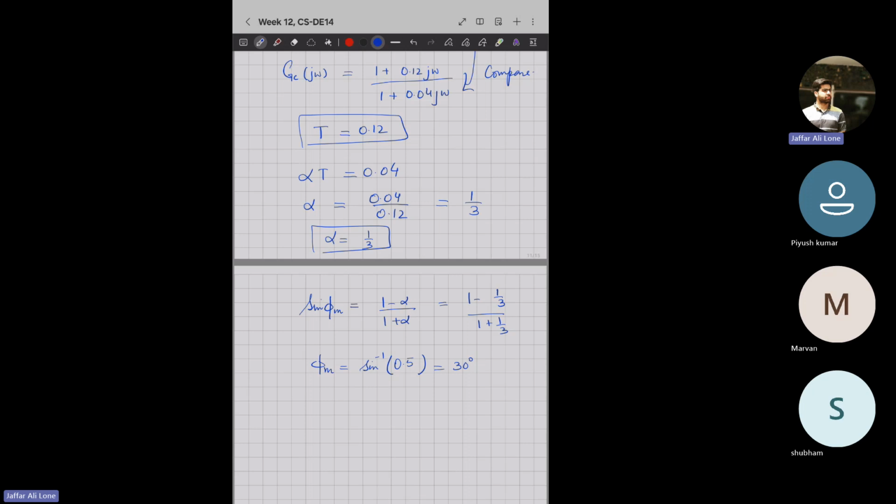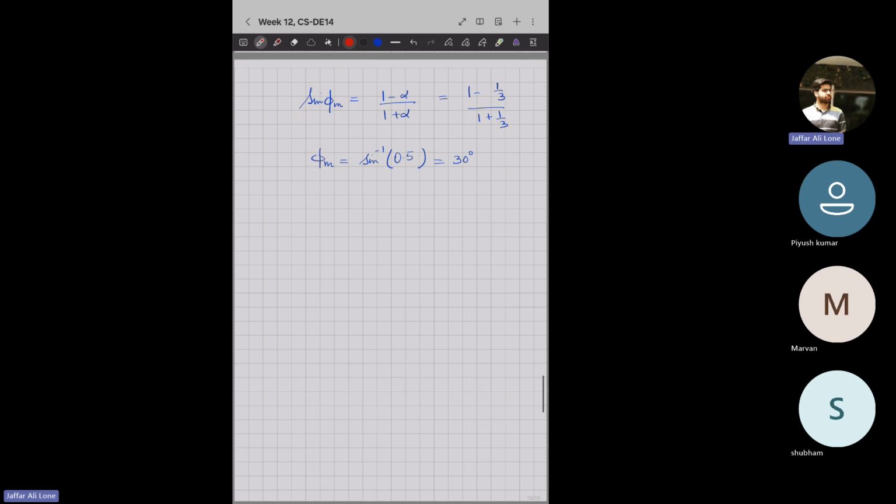Basically, whatever questions we have solved, you can solve them in this manner as well. What you have to do is just find alpha, and then directly apply the formula. Sine of phi m, the maximum phase shift that this can provide, is given by this formula.